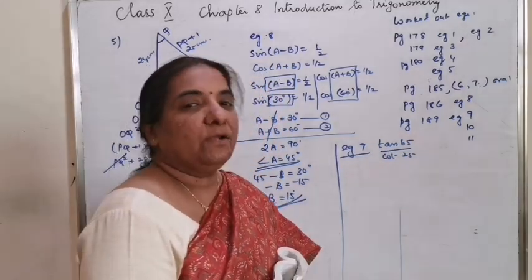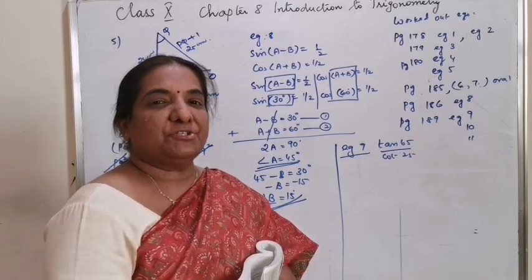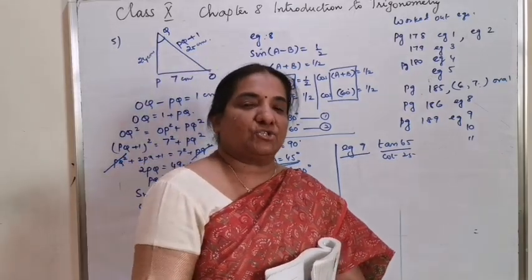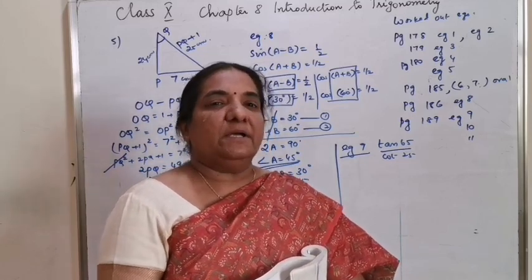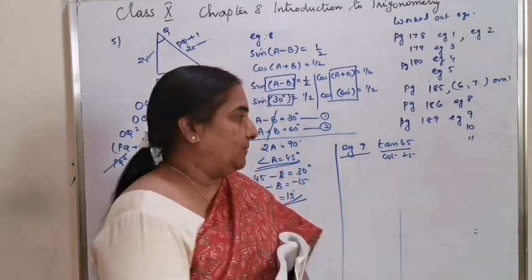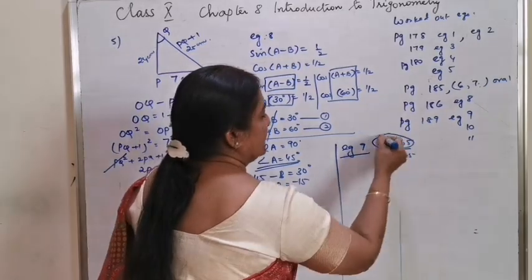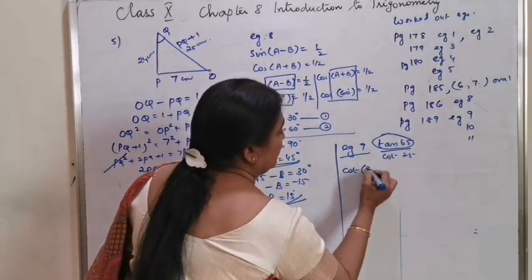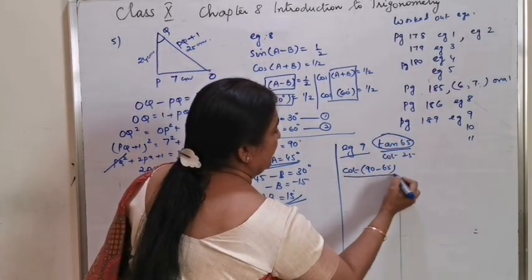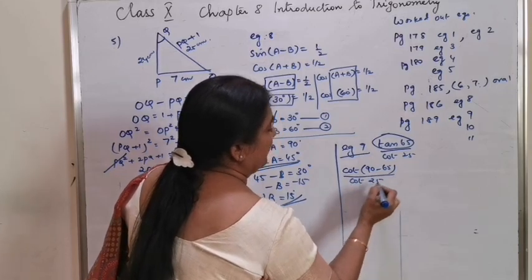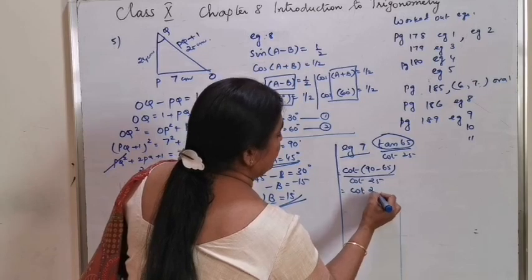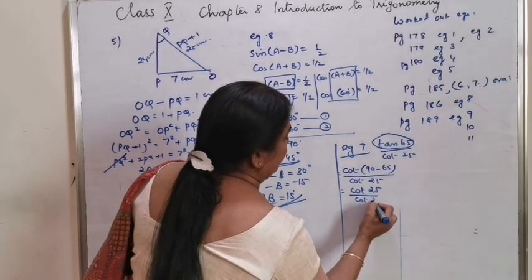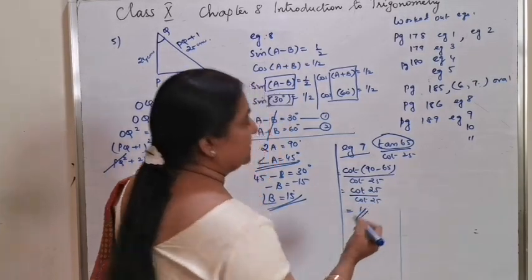Change only one of them. Which are the complementary ratios? Sine value and cos value. Cos and sine value. Sec and cosec value. Tan value and cot value. Changing tan 65 as cot 90 minus 65 by cot 25. Cot 90 minus 65 is cot 25 by cot 25, which is equal to 1.